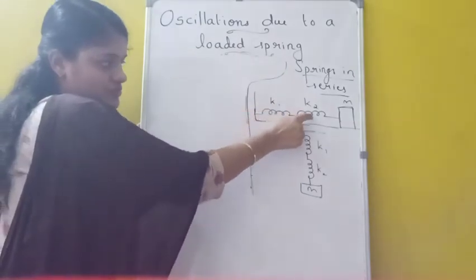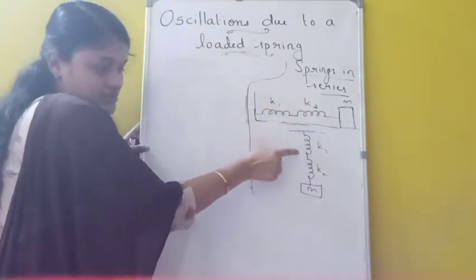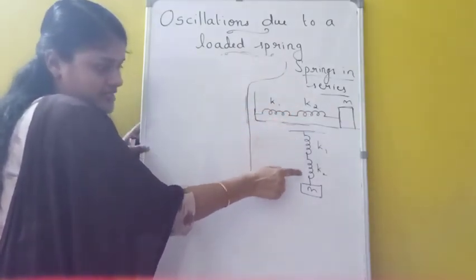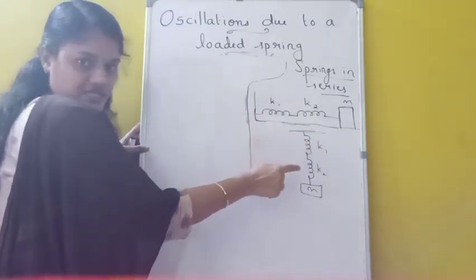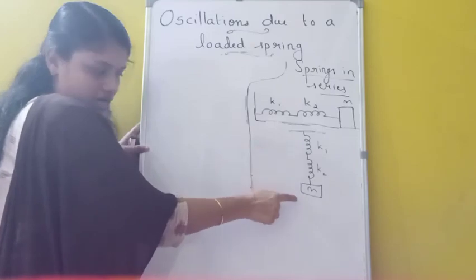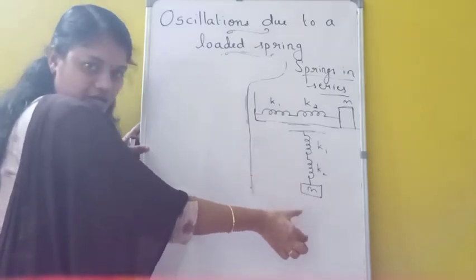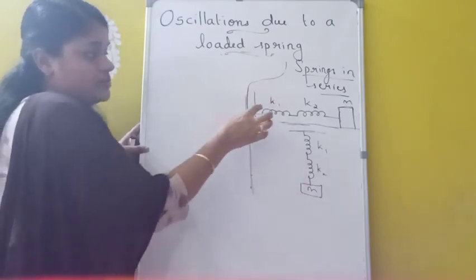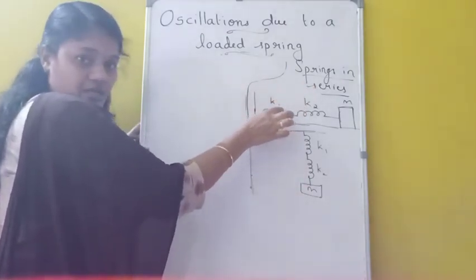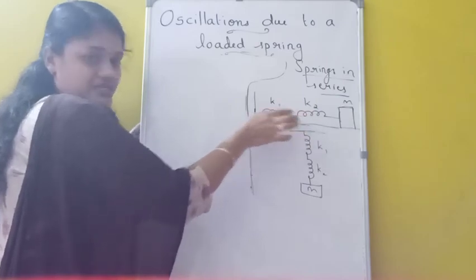So this is one way of series representation. So this is another way. Here also two springs are connected in series, that means end-to-end connection. They have spring constants K1 as well as K2, connected to a mass. Whenever we stretch this mass and release it, it may undergo simple harmonic motion.